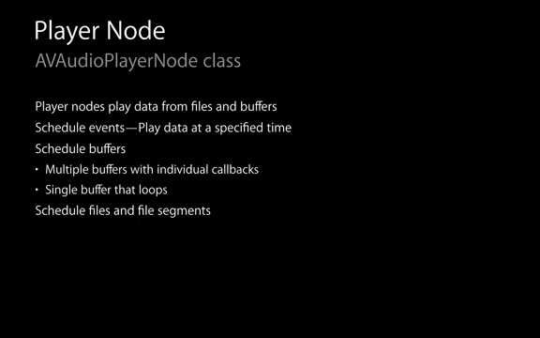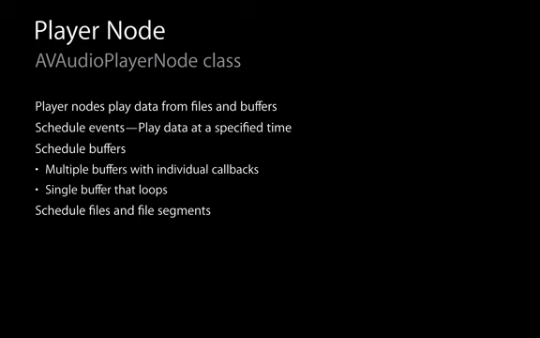Player nodes are nodes that can play data from files and from buffers. And the way that it's done is by scheduling events, which simply means play data at a specified time. That time could be now or sometime in the future. When you're scheduling buffers, you can schedule multiple buffers, and as each buffer is consumed by the player, you get an individual callback, which you can then use as a cue to go ahead and schedule more data. You can also schedule a single buffer that plays in a looped fashion.